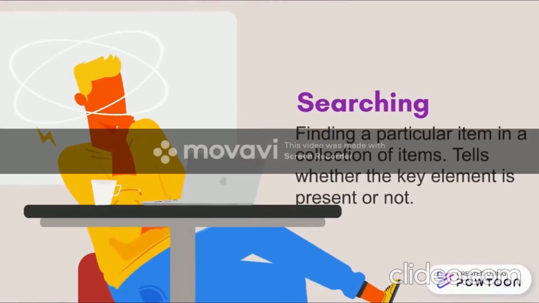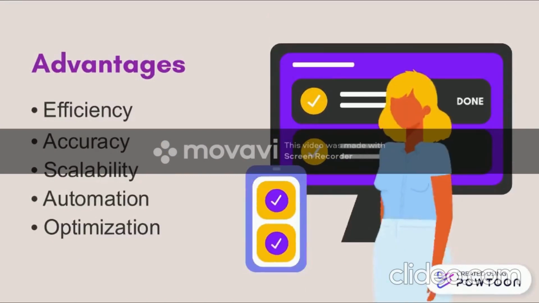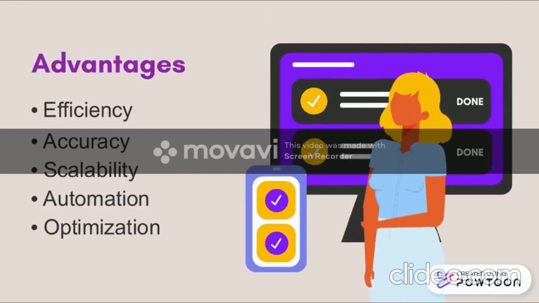What is searching? Searching is finding a particular item in a collection of items. There are several advantages to searching. They are efficiency, accuracy, scalability, automation, and optimization.